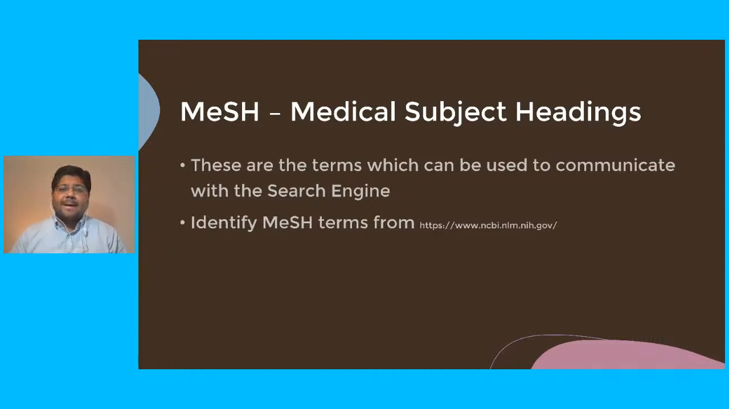In other words, you have a concept. For example, depression is a concept, diabetes mellitus is a concept, or it can be any other concept, and you want to communicate that concept to the search engine. You want to extract the articles from the search engine for that particular concept. MeSH, the Medical Subject Headings, is going to facilitate that.